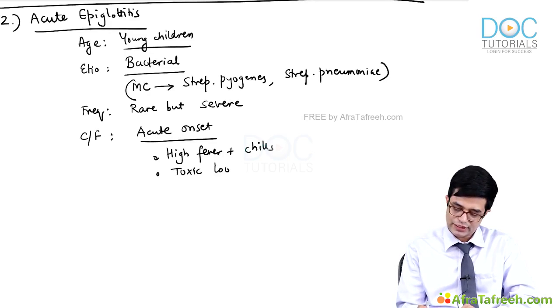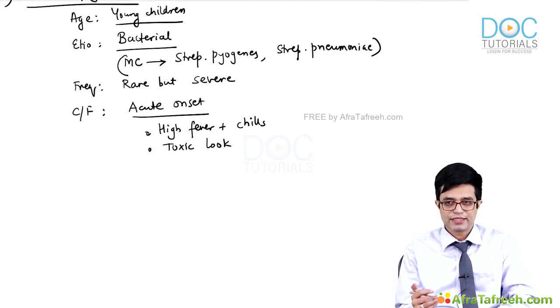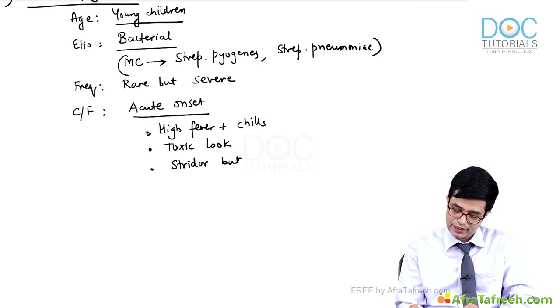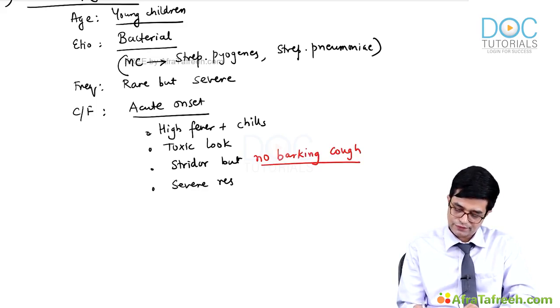You will look at the child and the child will have a red suffused face and will look very ill. There will be stridor, but there will be no barking cough. This is important. There is no barking cough. There is severe respiratory distress, which is progressive.